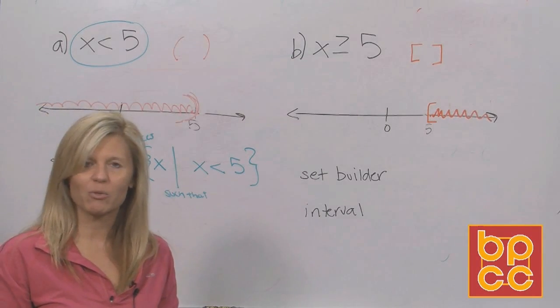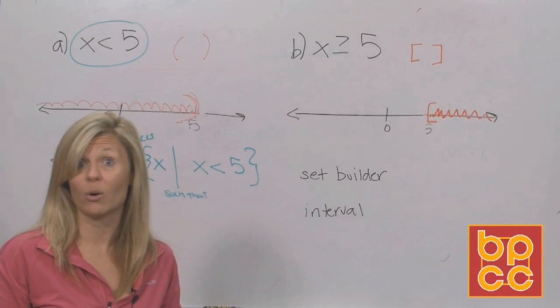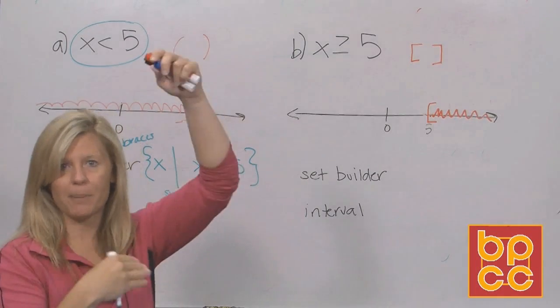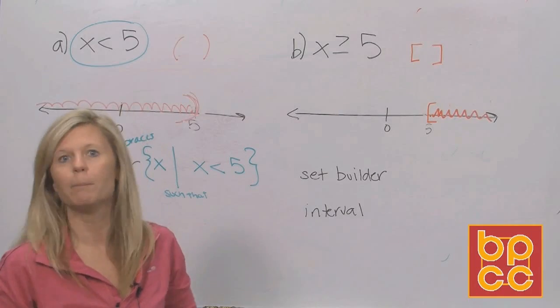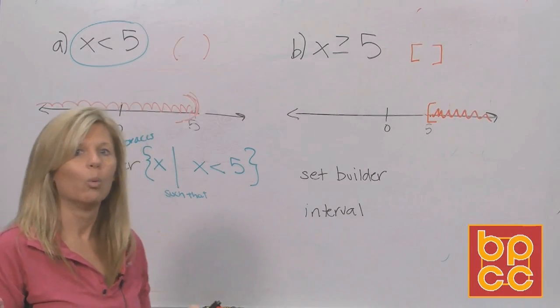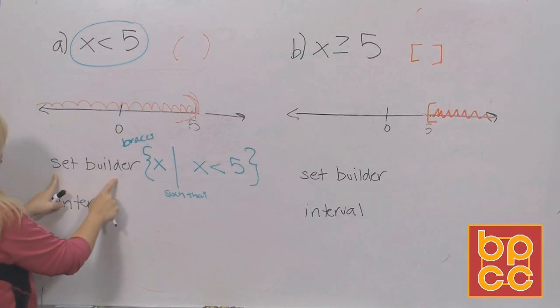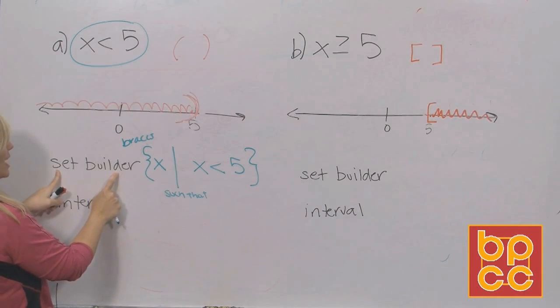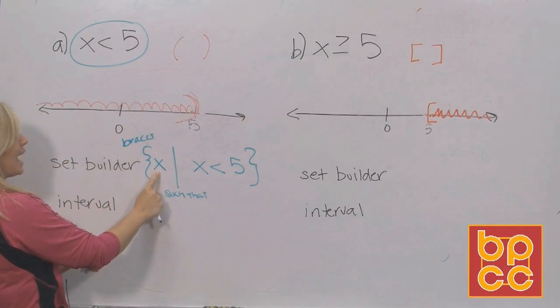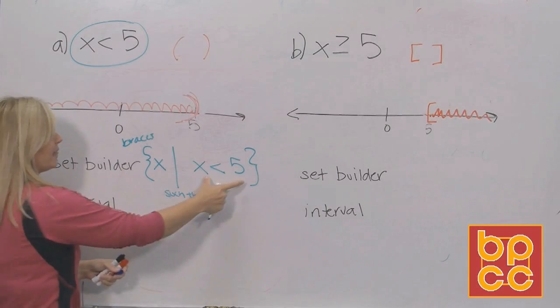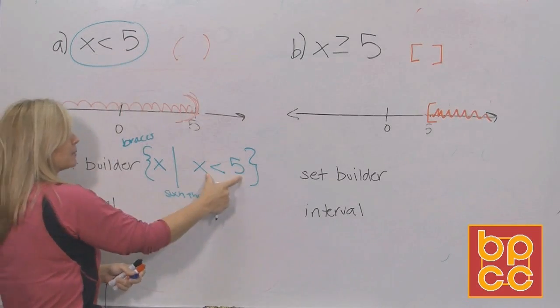Have any of you ever read a legal document written by a lawyer? Well, it takes them a paragraph to say one thing. They have to write everything in a special mumbo-jumbo kind of way. Well, in math, the official way to write an answer in set builder notation is to first of all put it in braces and always start out with X such that. And then after that, you'll put your statement.